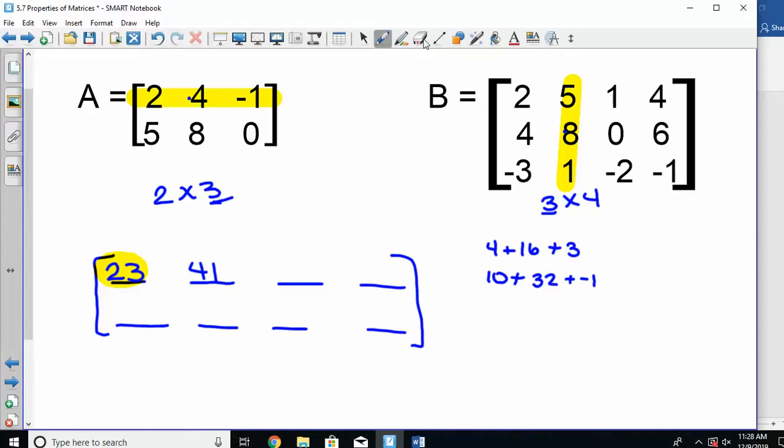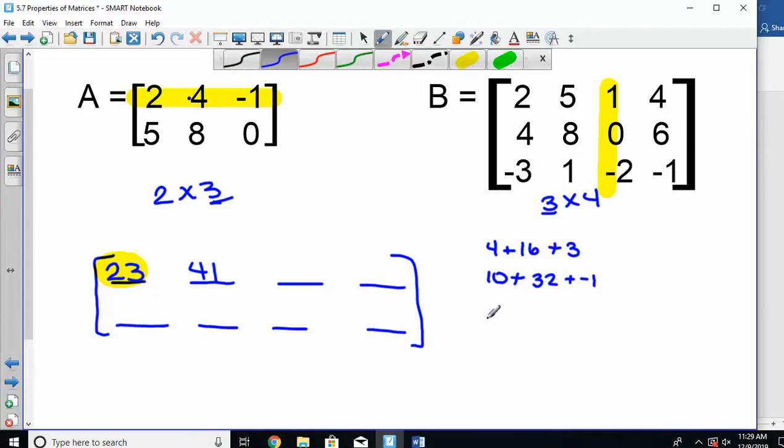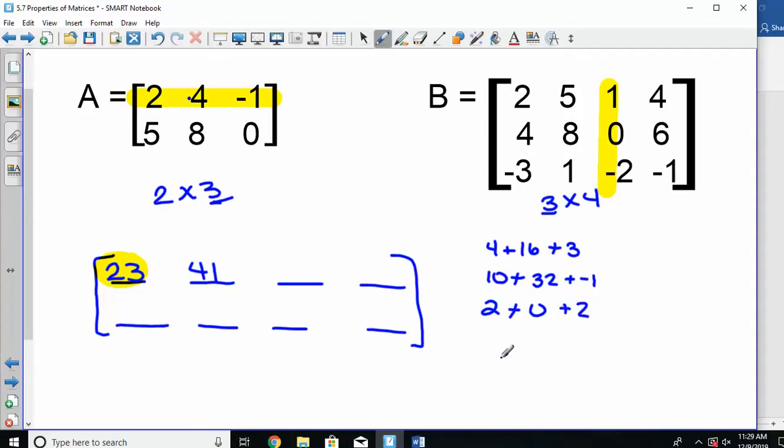Next, I want the number. This is row 1, column 3. So you take row 1 times column 3. So 2 times 1 is 2. 4 times 0 is 0. Negative 1 times negative 2 is 2. Add those together. 2 plus 0 plus 2 is 4.